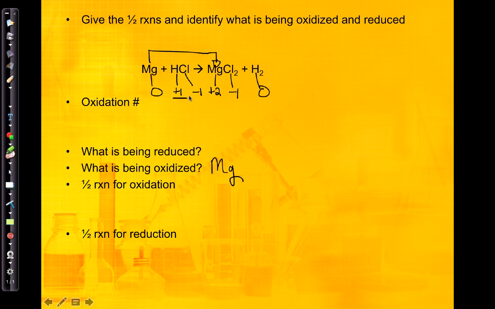Hydrogen went from a positive 1 to a 0. So it went down, so that is the thing that's being reduced. So it's H+. So when it's an ion like this, we can say it's H+. We're not going to say HCl, okay? Because also notice here, Cl does not change its oxidation state. So Cl is actually a spectator.